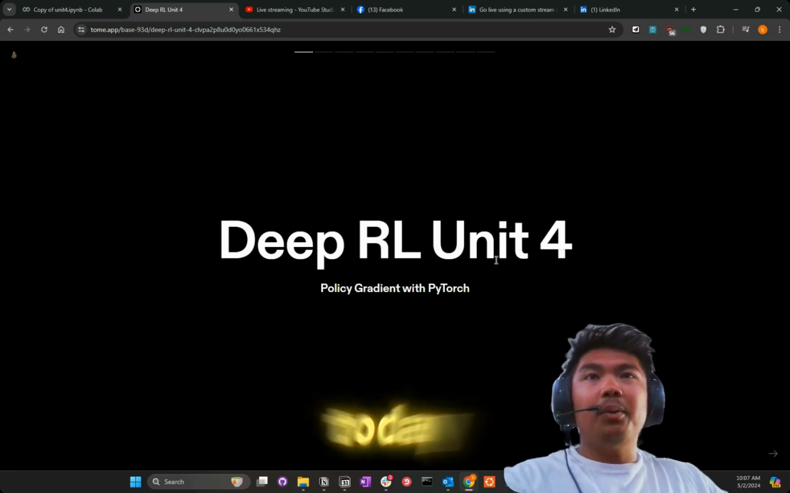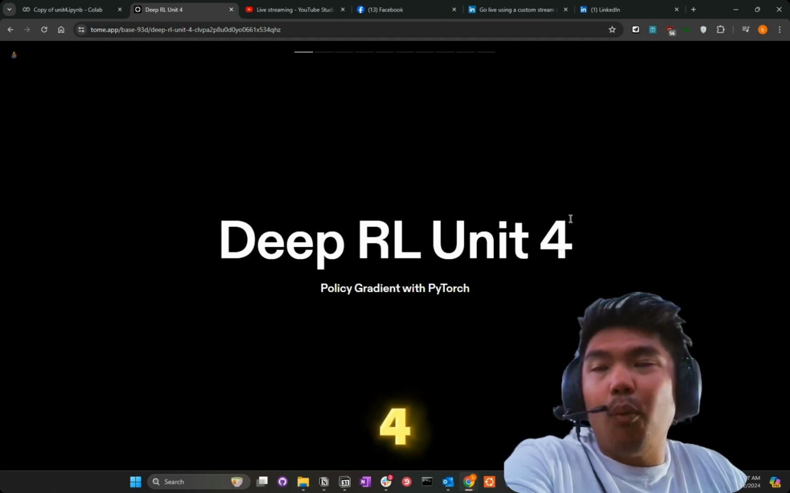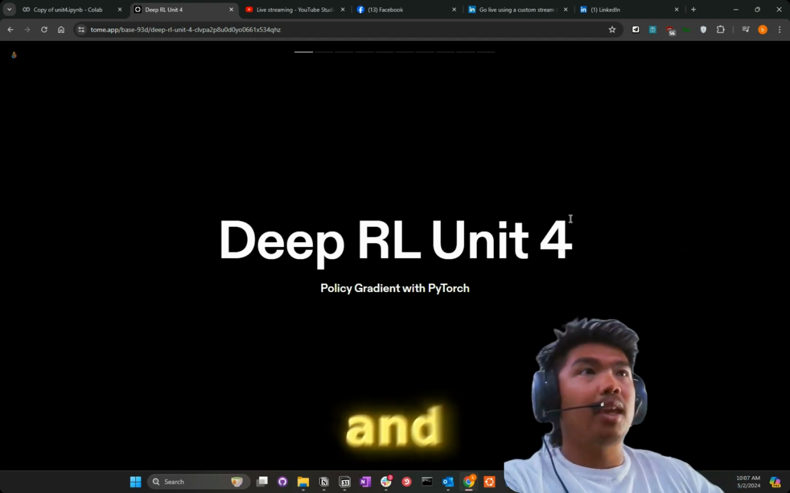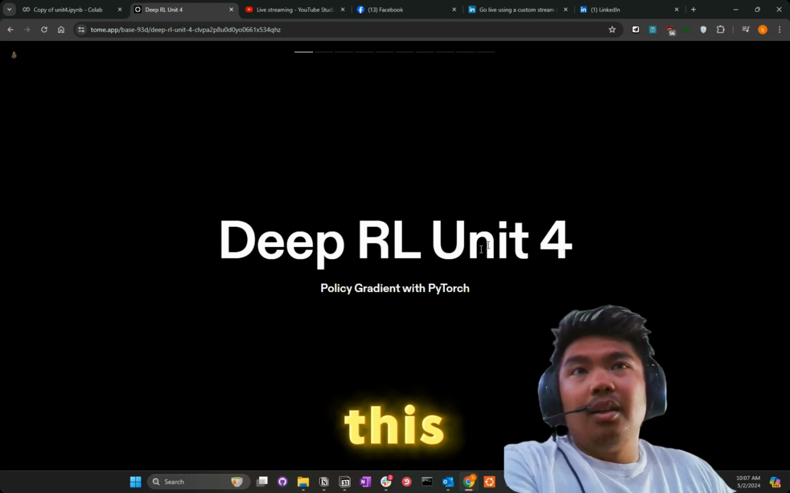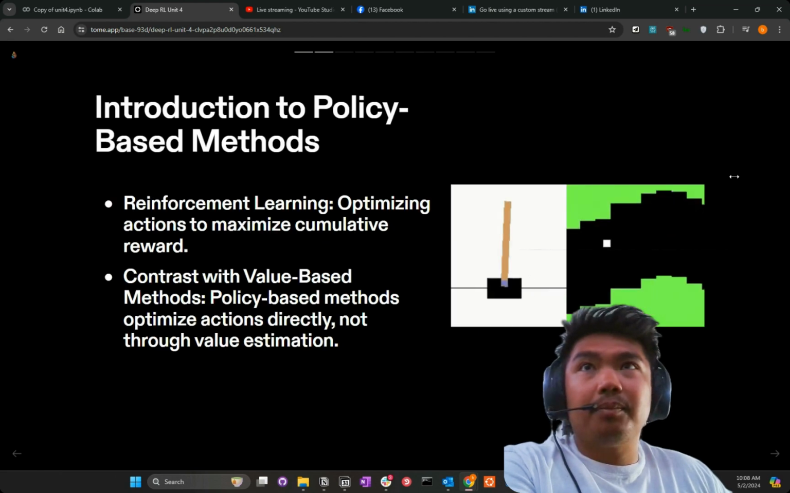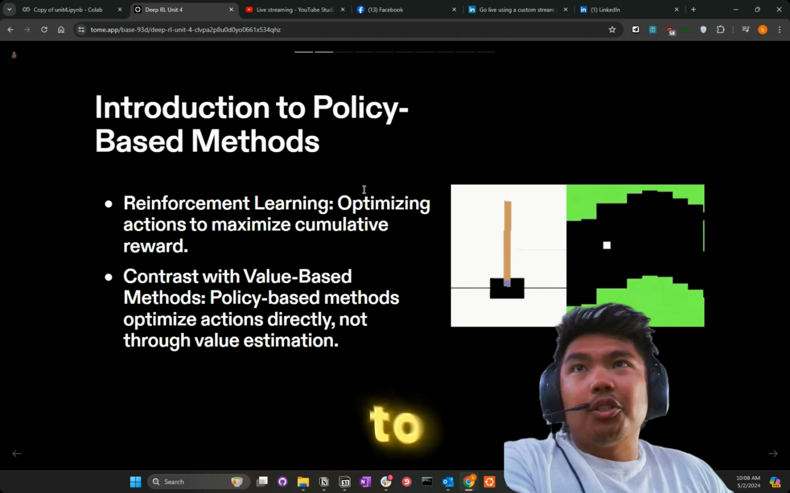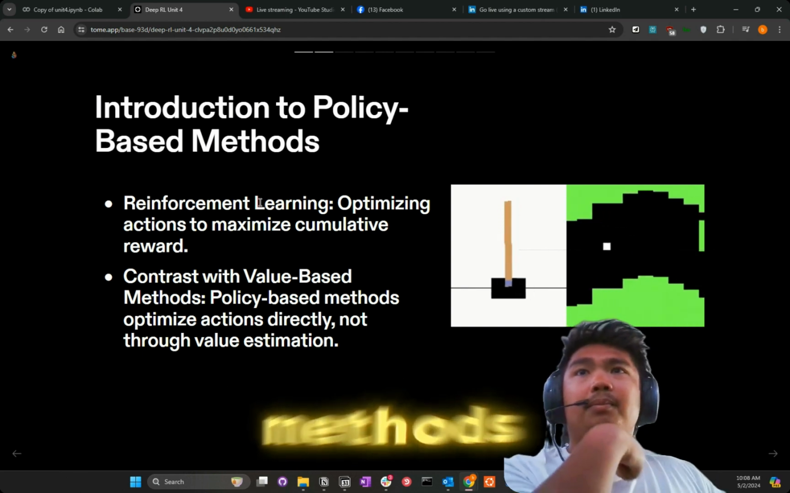Alrighty, so today we'll be covering Deep Reinforcement Learning, Unit 4 from HuggingFace. And the topic for this week is Policy Gradient with PyTorch. So, let's start with an introduction to policy-based methods.